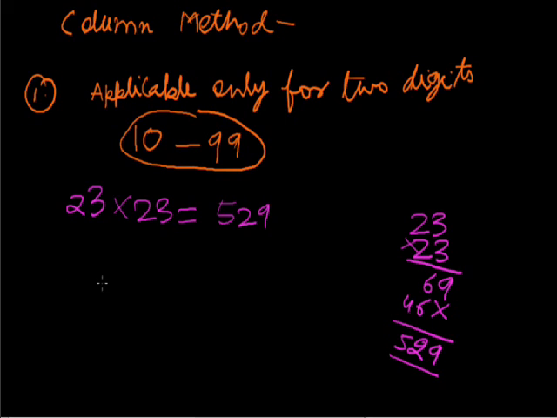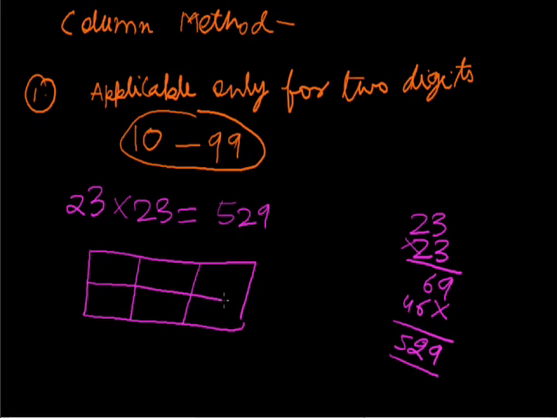Now, how to use the column method? First of all, make a column and divide this column into 3 parts. Put a line. In the first column write a squared, in the second column write 2ab, and in the third column write b squared. We have to find the square of the number 23. The first term is a, the second term is b. This a squared gives the answer 4.